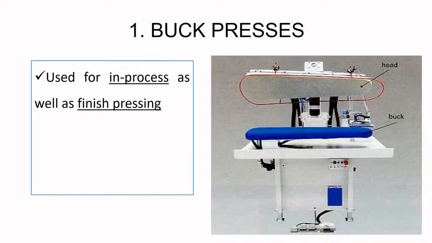So you can see the visual. The blue part is the buck. Now the buck is made of a structure which is hard from inside. There is a sponge kind of a padding on top of that hard surface, and on top of that sponge-like padding we have this blue fabric. So in total the surface being offered by this buck is something which is soft, but at the same time it is hard. It is made of resilient material which gives us the best pressing or the ironing result.